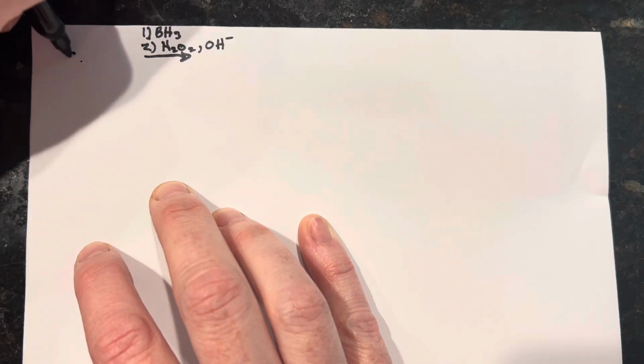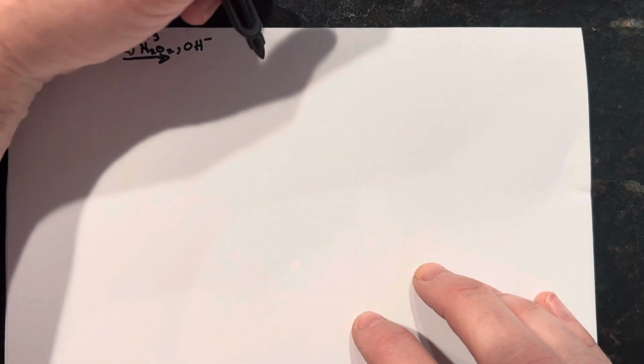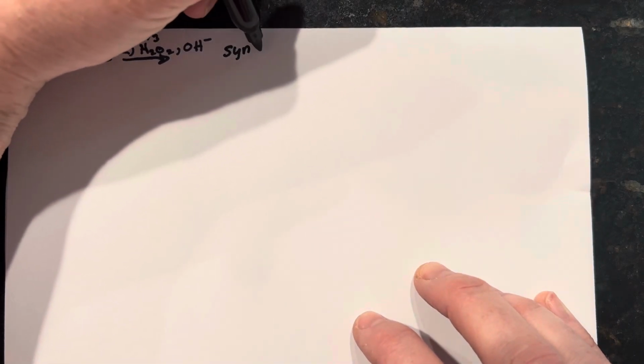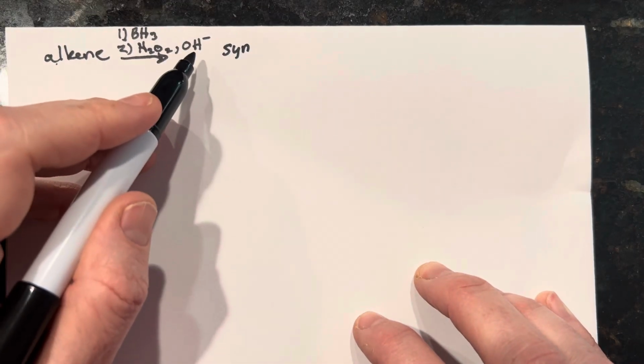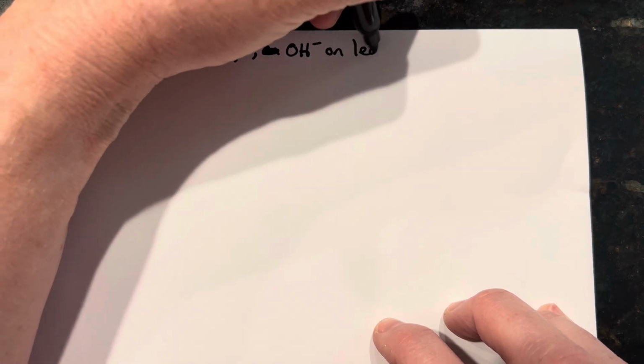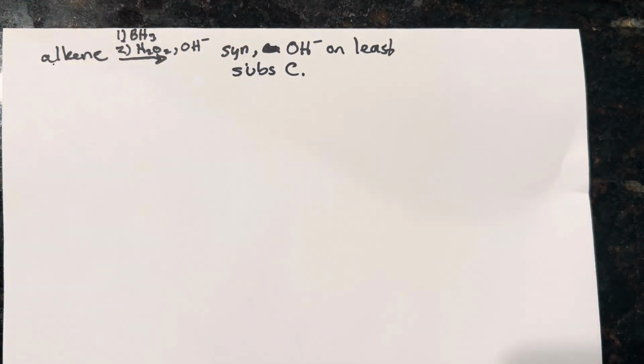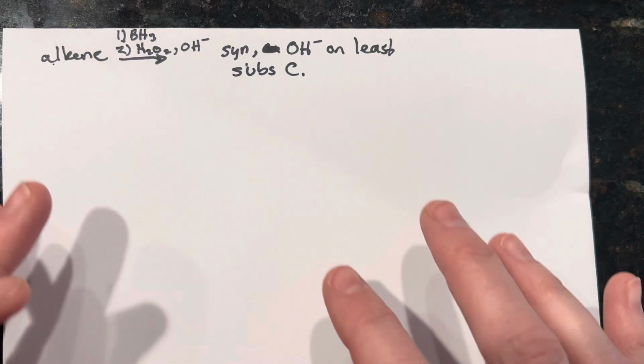So if you have an alkene, it's always going to add in the syn position, so there will be an H and an OH added in a syn position. And also it's important to note that it adds the OH on the least substituted carbon. Okay, so that should be fascinating because anything else we've talked about hasn't had that.